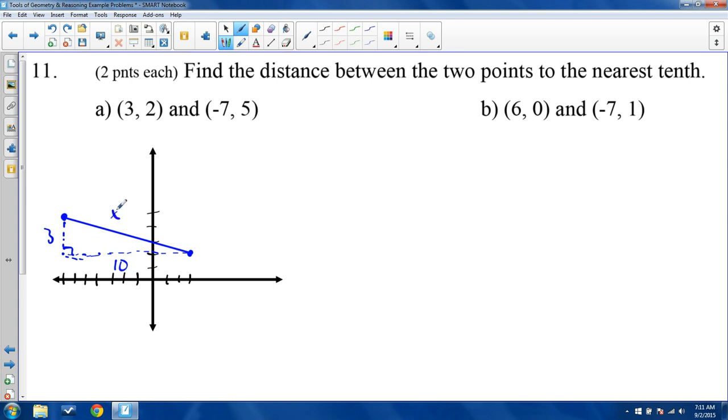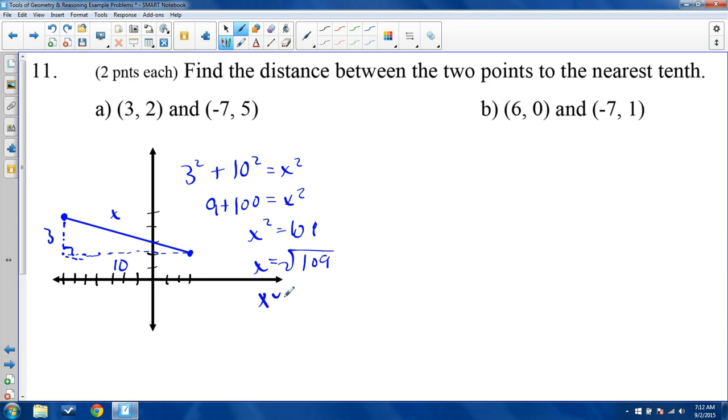So this is just like Pythagorean theorem here. We're going to do a squared plus b squared equals c squared. And solving for that, we get 9 plus 100 equals x squared. And x squared is 109. So x is the square root of 109, and in the calculator, that becomes 10.44 units. Now, they said round to the nearest tenth, so I gave you that other decimal to show that if I round down, it should be 10.4 units. So there's your distance.